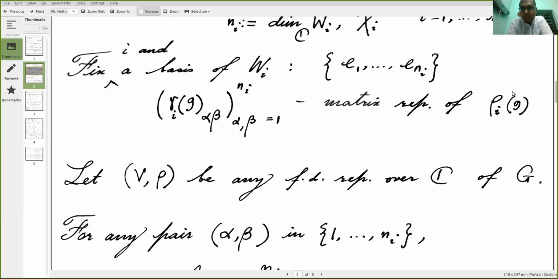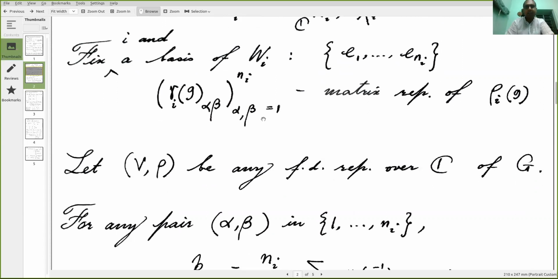So what I was saying is, as soon as we fix a basis e1 to e_Ni, we write the matrix of rho i(g) by this. My indexing set is alpha, beta, where alpha, beta run from 1 up to Ni. Here this i stands for the i that we have fixed, and this is a typical matrix coefficient of rho i(g) with respect to this basis. Okay, so let's go ahead.